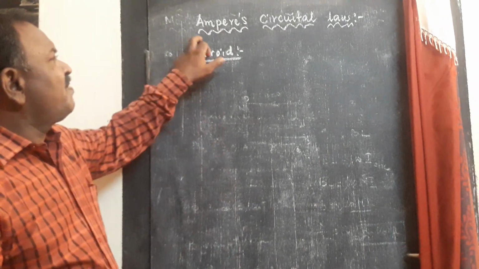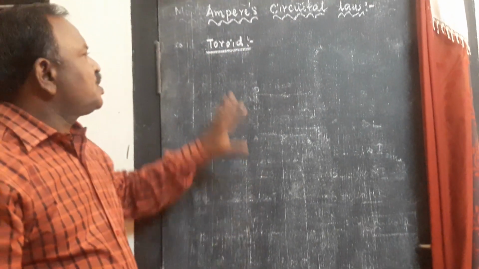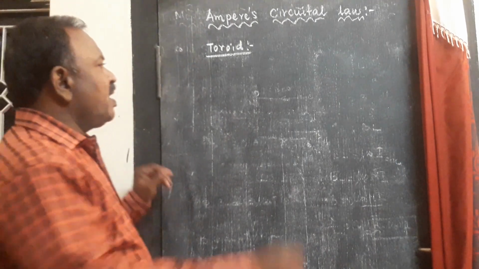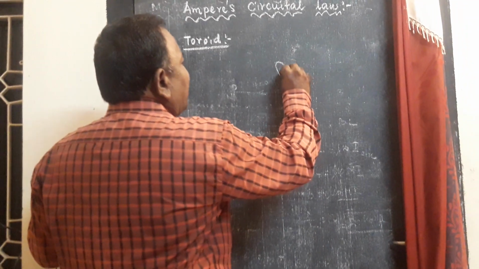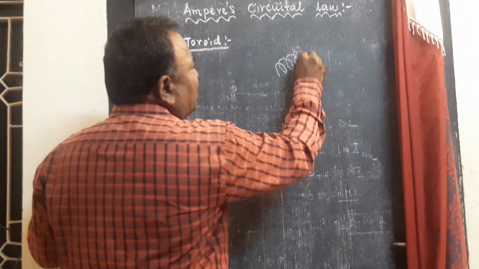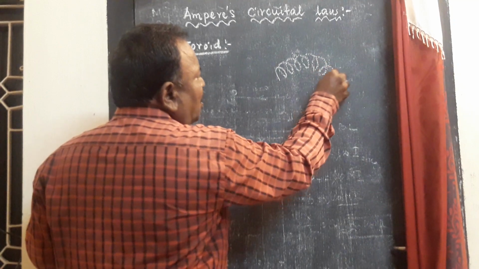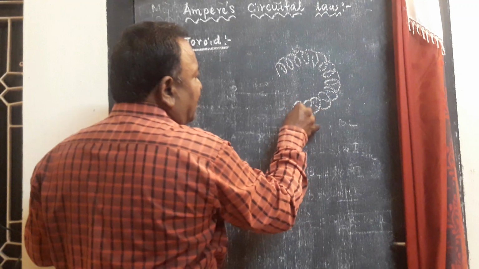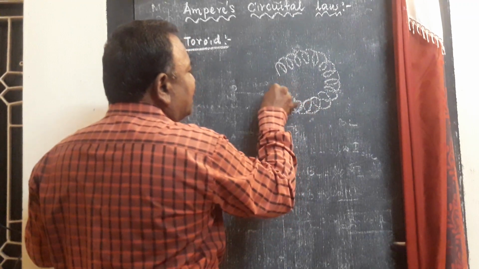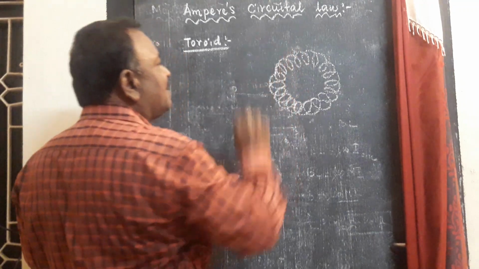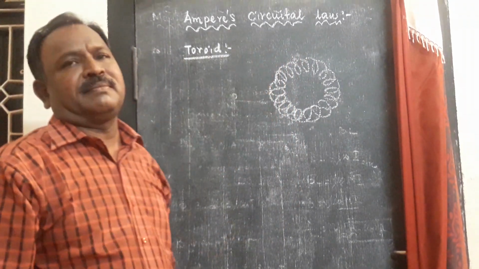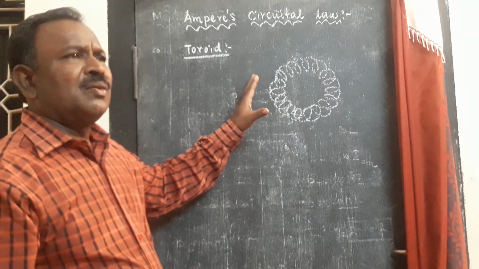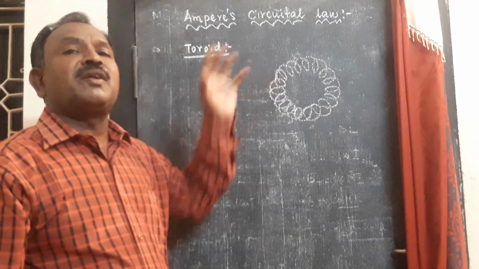The next application of Ampere's circuital law is to find the magnetic field produced by a toroid. A toroid is nothing but a solenoid whose ends are joined together in the form of a circle. The resultant is called a toroid. So we are going to find out the magnetic field produced by a toroid.